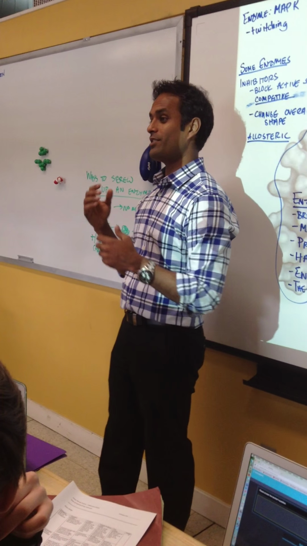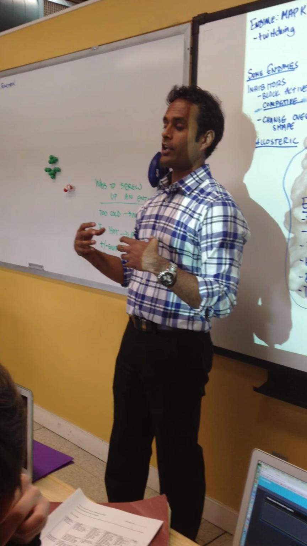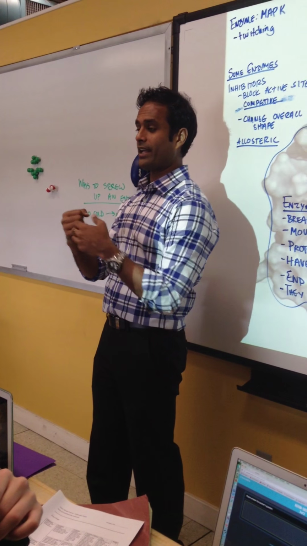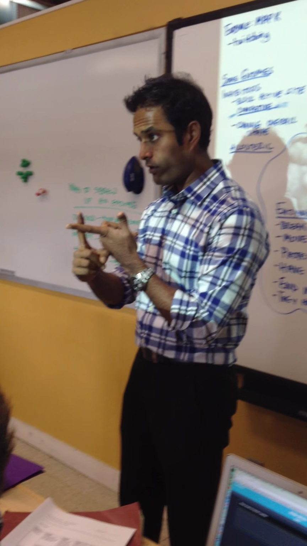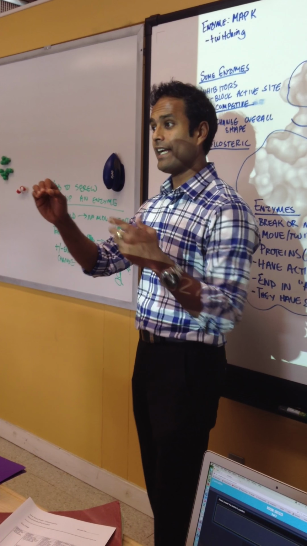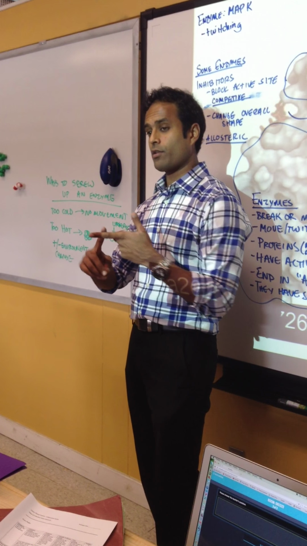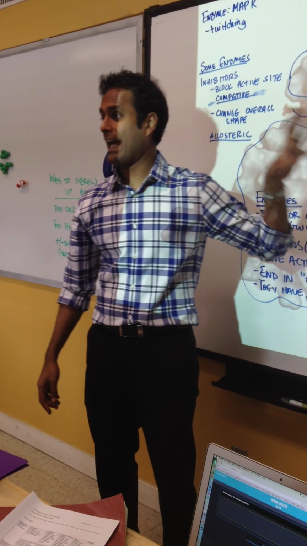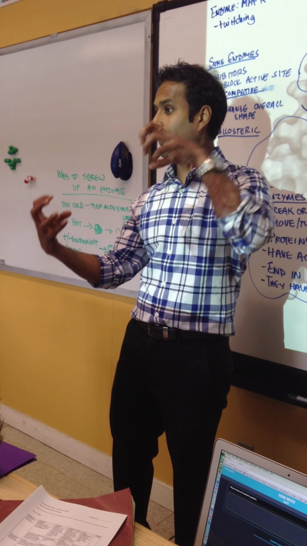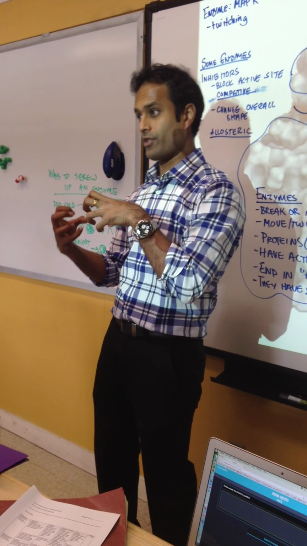What's a substrate? A substrate is the thing that we are adding the covalent bond to or breaking the covalent bond from. The examples we've used are alcohol breaking into acetaldehyde, and starch breaking into glucose. And then we have MAP kinase, which adds a phosphate group, forming a covalent bond between a phosphate group and another protein.